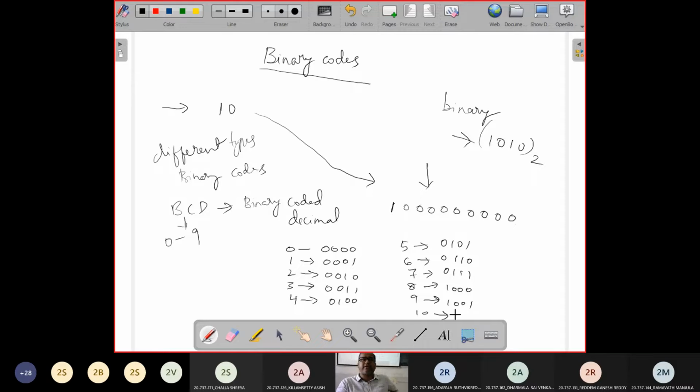Is there a code like this for 10? No. Why? We're talking about BCD. BCD stands for binary coded decimal. Decimal means I have numbers from 0 to 9 only. So I cannot represent 10 using 4 bits.